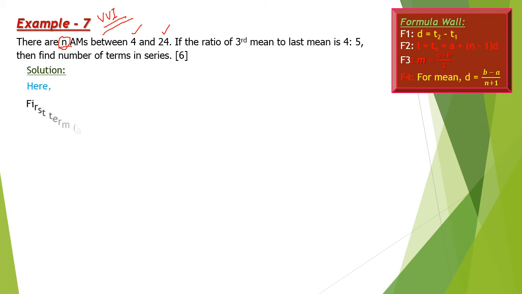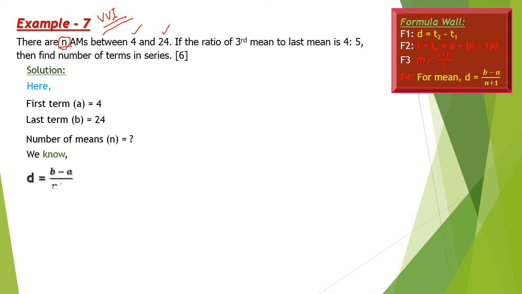Our first term A is 4, the second term B is 24, and the number of means is n. In each and every question we do it this way, we are finding D. D is equal to B minus A, which is 24 minus 4, divided by n plus 1, that is 20 by n plus 1. Our value of D is 20 by n plus 1, and that is our equation 1.